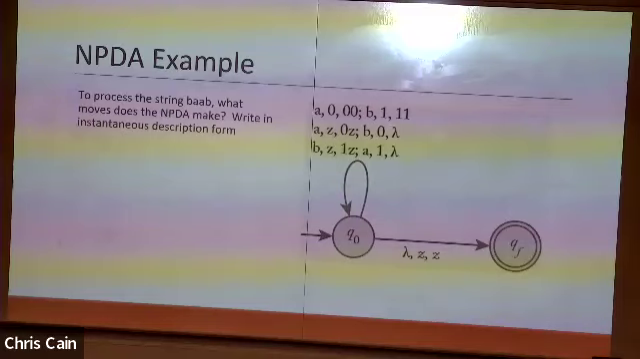So here's a way to practice the instantaneous descriptions. Think about parsing the string BAAB with this NPDA. Go ahead and write the instantaneous descriptions. Who can recall what those three instantaneous description elements were?